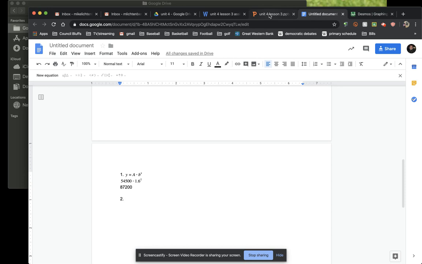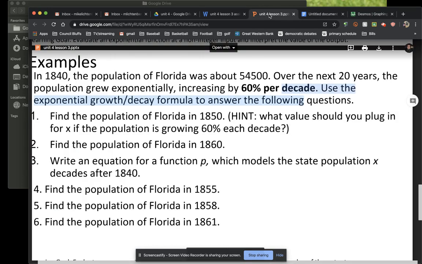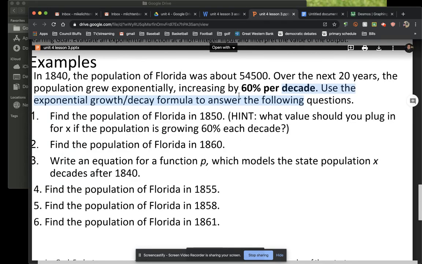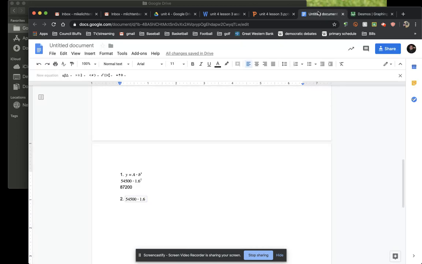Number 2, find the population of Florida in 1860. So we're going to do the same thing we did here. Okay, so 54,500 is still my initial value. 1.6 is still my growth factor. The only thing I'm going to do is change the exponent. Okay, 1860 is 20 years later. 20 years is 2 decades. 20 divided by 10 is 2 decades.